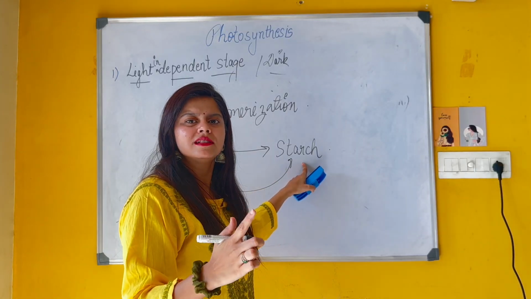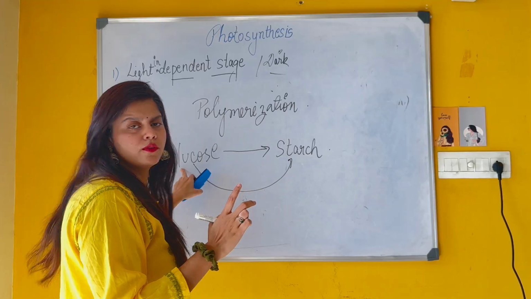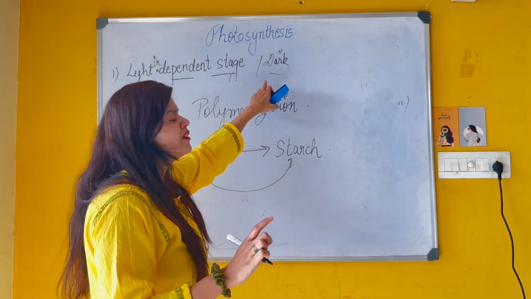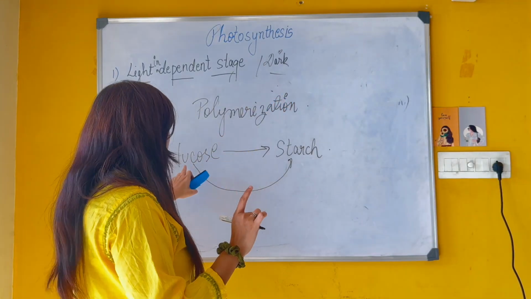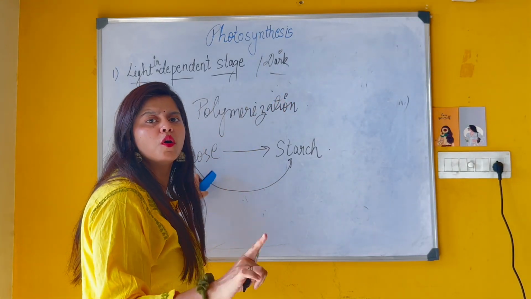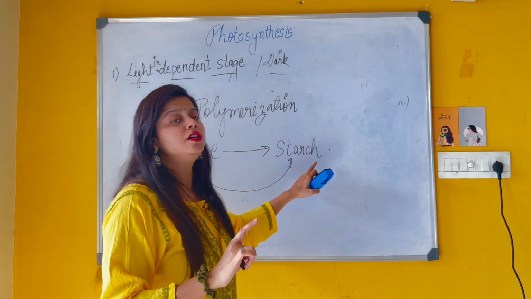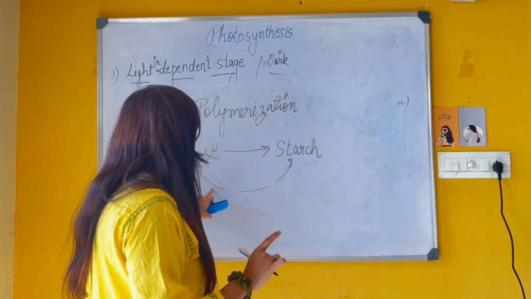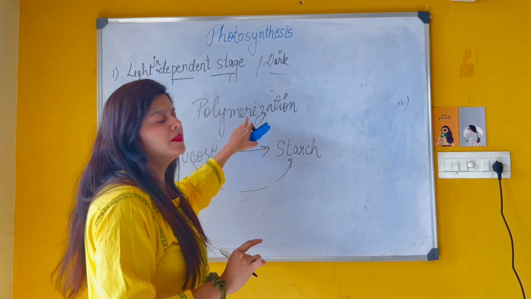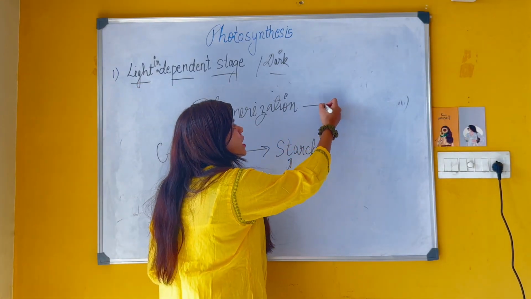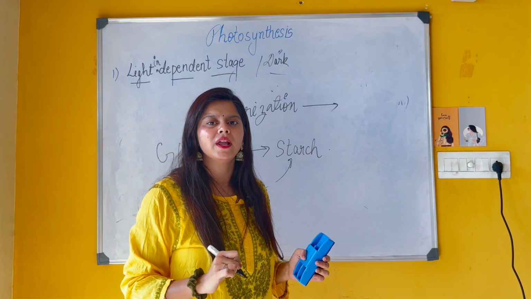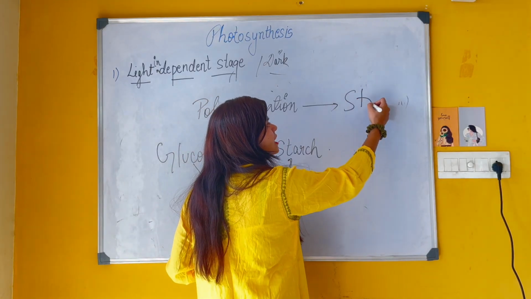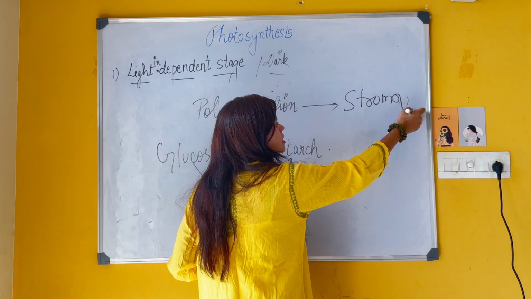So by photosynthesis plants make their food in the form of glucose, but they store it in the form of starch. In the dark phase only one thing happens. This glucose, this simple small molecule, gets converted into starch, a complex large molecule. And what is the name of the stage? Polymerization. And what is the location for polymerization in the chloroplast? The location is the colorless ground matrix, which is stroma.